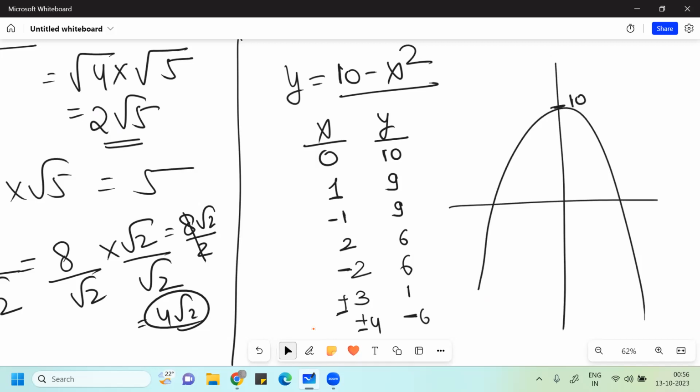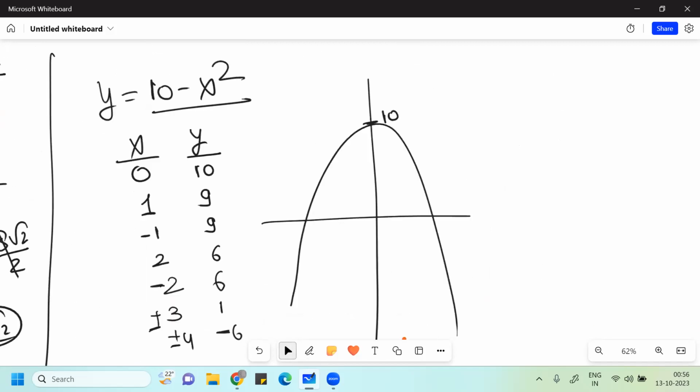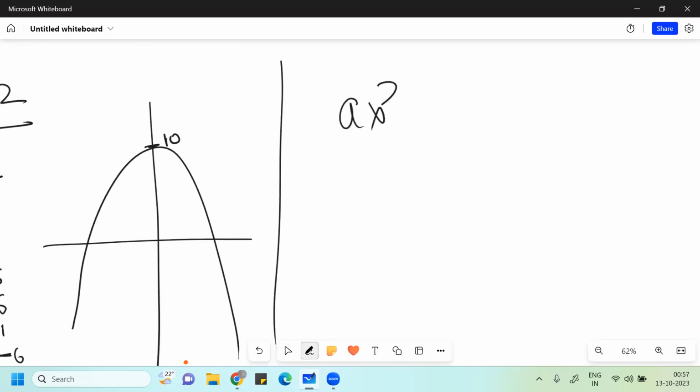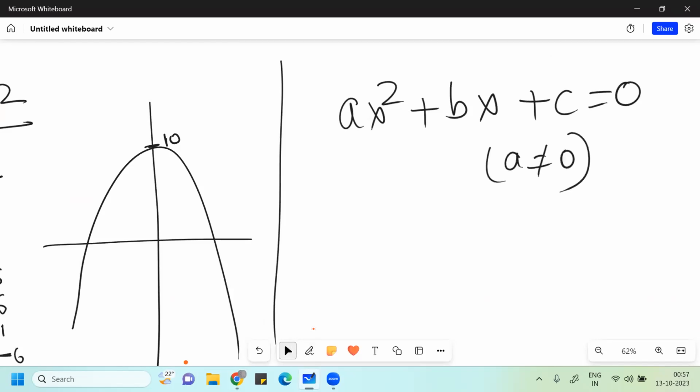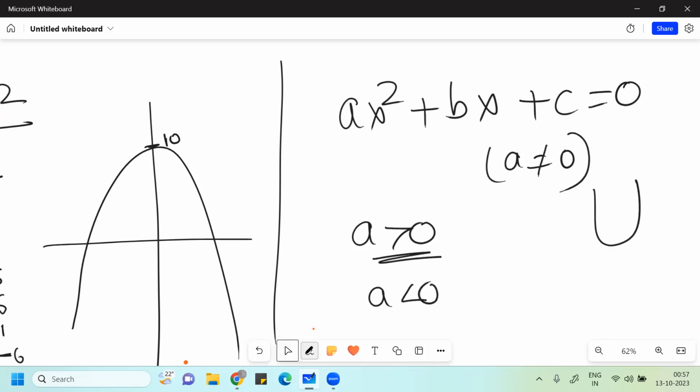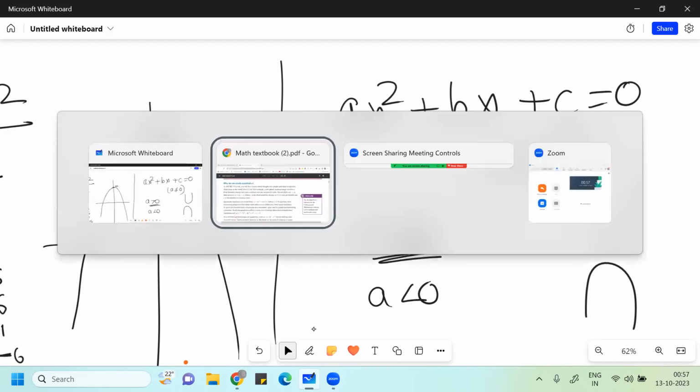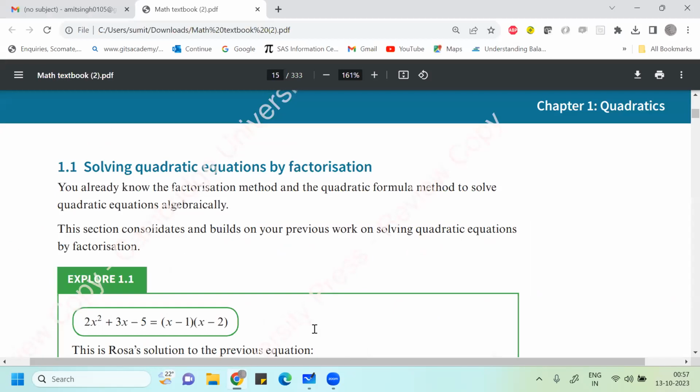The maximum value of this would be +10. So it's an inverted U-shaped curve. Why do you get an inverted U-shaped curve? The reason is that in the quadratic equation ax square plus bx plus c is equal to 0, where a is not equal to 0, if a is greater than 0, you'll get a U-shaped curve, while if a is less than 0, you'll get an inverted U-shaped curve. So that basic knowledge you should have. It's a parabolic curve that you will get whenever you work on a quadratic equation. Okay, if you have this much basic knowledge, you're good to go.